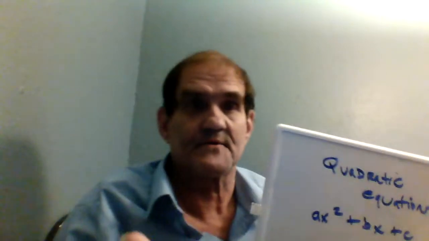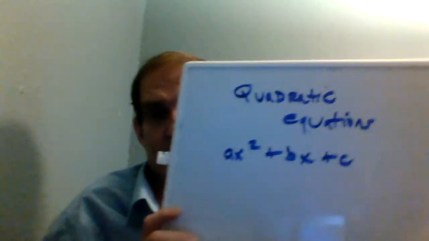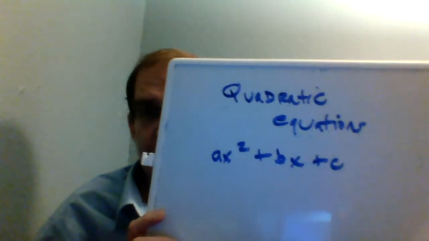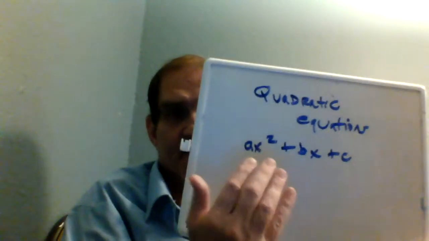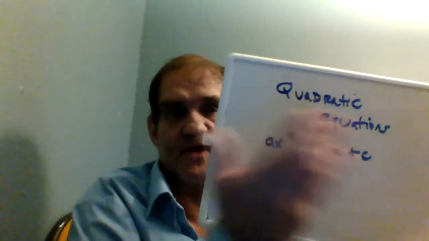One is the standard form, which we have right here, and the other is the vertex form. But right now, we're talking about the standard form, ax squared plus bx plus c. What's interesting about this is that it can be taken as simply an equation, solving ax squared plus bx plus c equals 0. You can solve it, and then you have your answer.